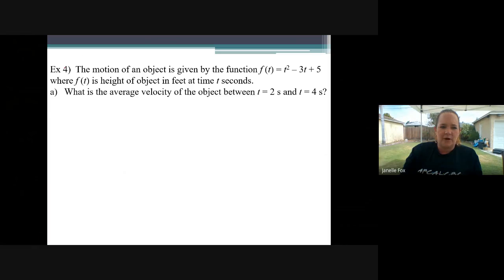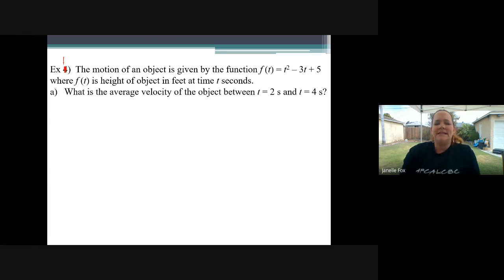It just has a part A and a part B. So I'm just going to scribble that out and make that be a 1. You're welcome. So it says the motion of an object is given by this function, f of t, right? So notice there's a t in there now instead of an x. I know, exciting. And it says t squared minus 3t plus 5. Okay, where f of t is the height of the object in feet at a certain time, seconds.